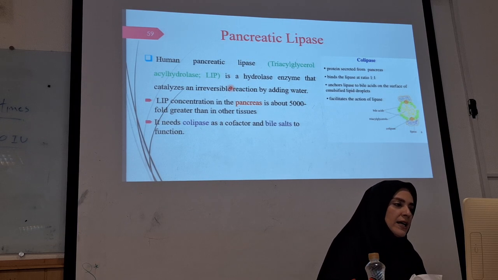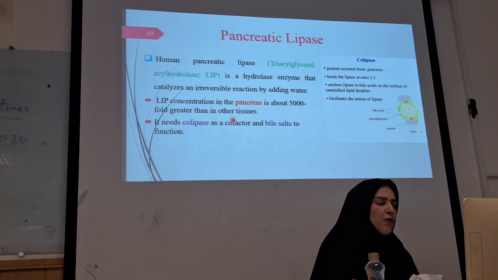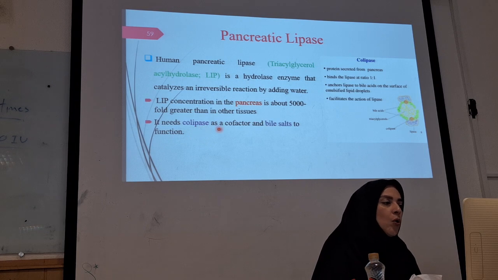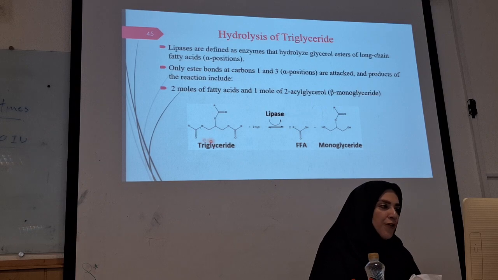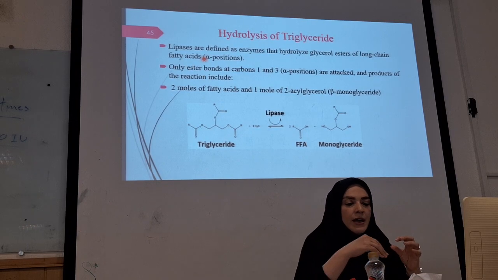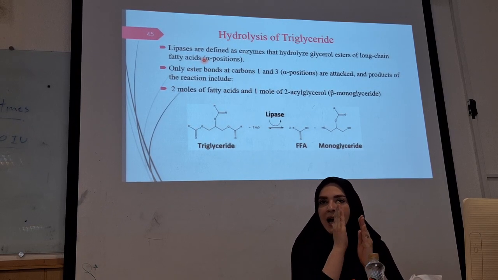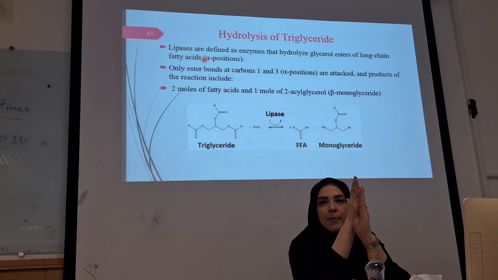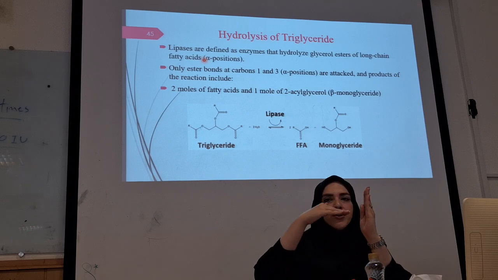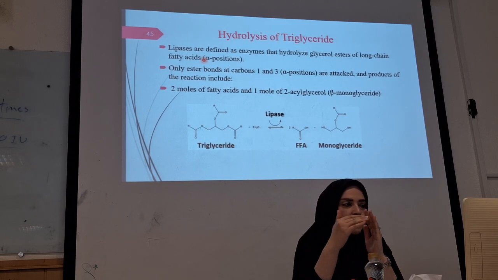Triacylglycerol. It is utilized by this enzyme, and the concentration of this enzyme is 5,000 times greater than in other tissue. And for full function, colipase and bile salt are required. And as your friend mentioned, it hydrolyzes the fatty acids that bind to the alcohol, and the alcohol is glycerol, okay? Triglyceride has the alcohol glycerol as its backbone, and 3 fatty acids bind by ester bonds.